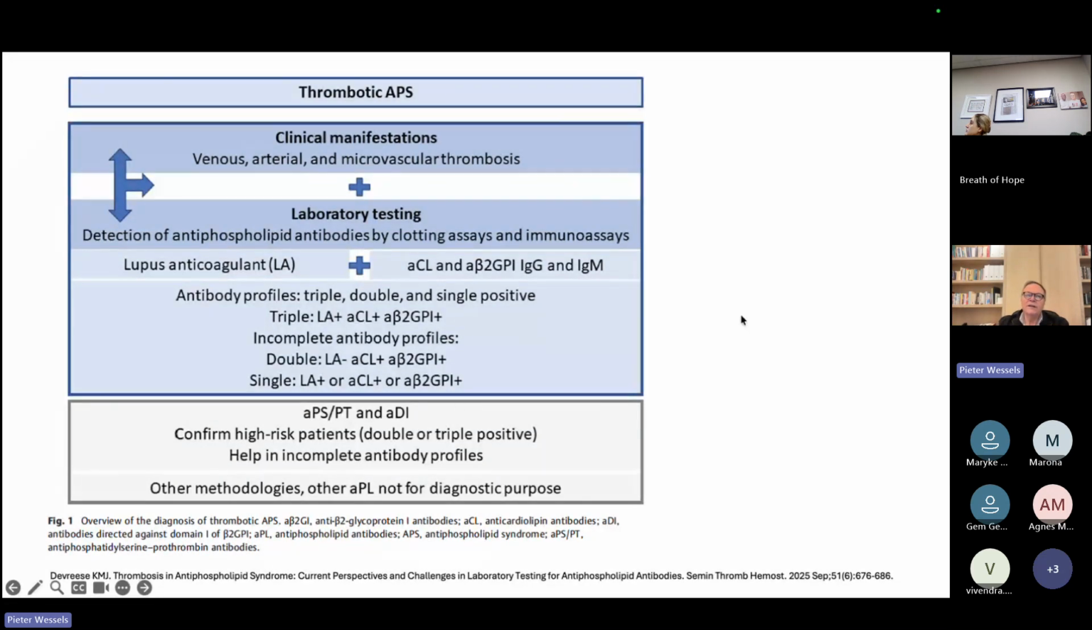You need to have a clinical manifestation, arterial, venous, or microvascular thrombosis, or obstetric complications, and we all know that, plus the laboratory testing. So you need either the lupus anticoagulant positive or the anticardiolipin or the beta-2 glycoprotein positive. And this test must be repeated within 3 months, and it must be done in a 5-year period. And then only can you make this diagnosis, because this is a serious label to hang around the head of a patient.